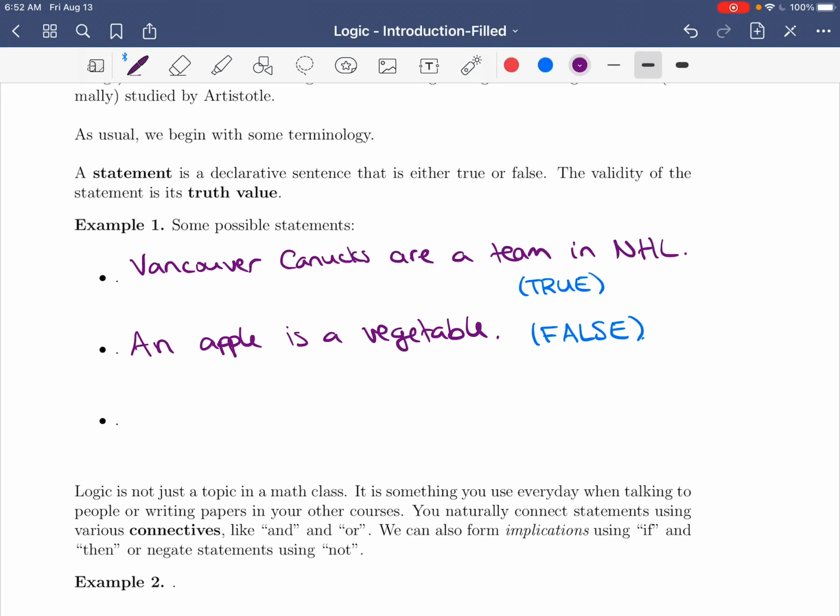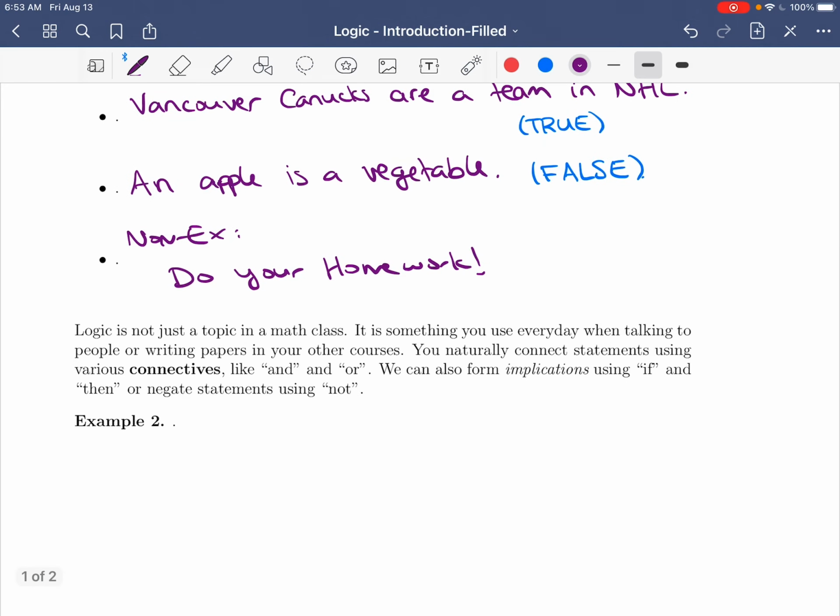Some non-examples, or one non-example, is something like: do your homework. This is not a statement because it doesn't have a true or false value. It's more of a command than a statement. If you said, I did my homework, then it would be a statement because that can be either true or false. So you want to be careful about these things.